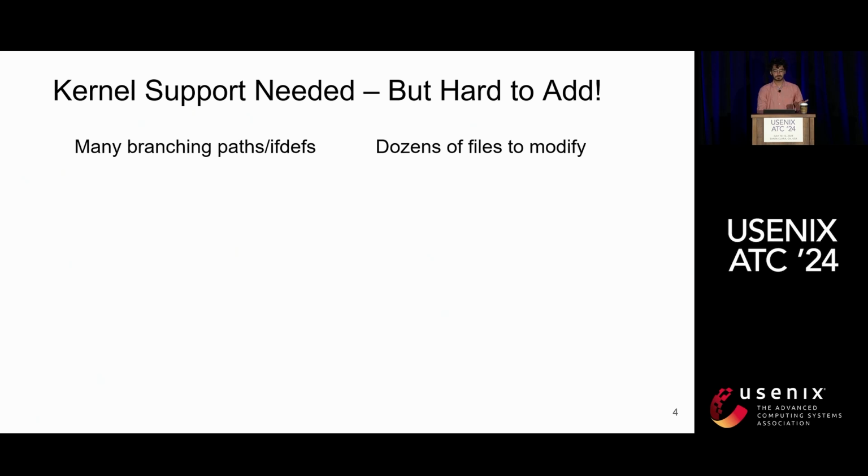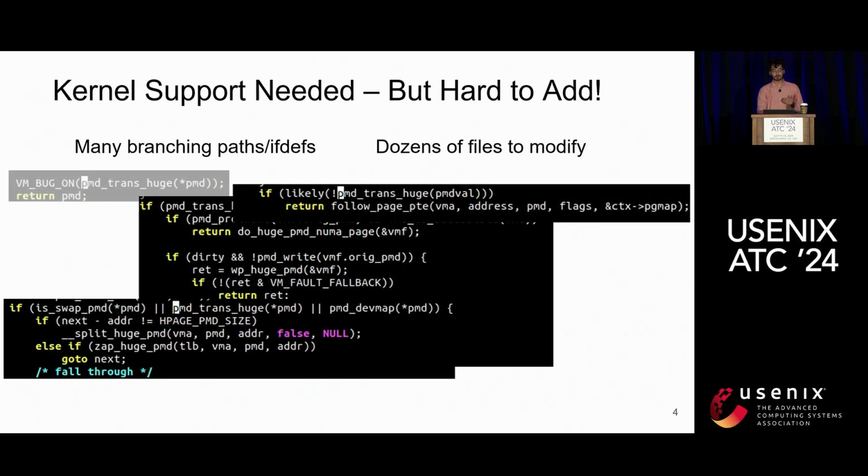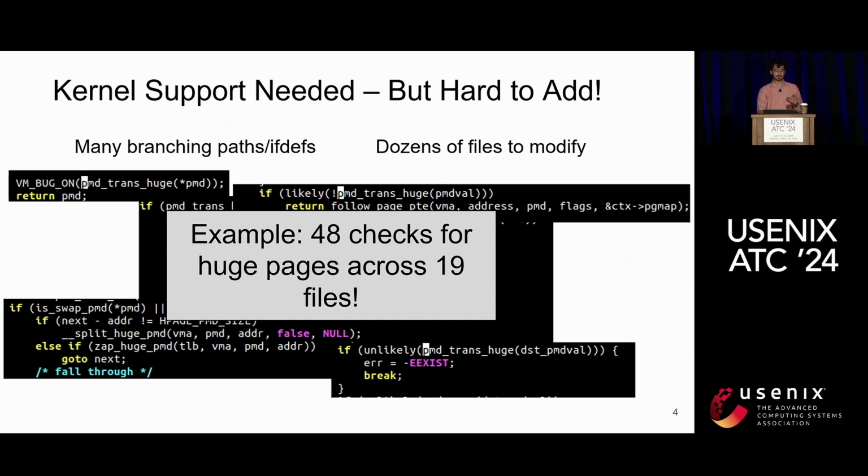Additionally, policy implementation is spread across many files in the Linux kernel, making it hard to find where changes need to be made. For example, in the MM code, there are 48 references to pmd_trans_huge across 19 files, which checks whether or not a page is huge. Similarly, there are 25 checks for if the kernel is compiled for a NUMA system or not.